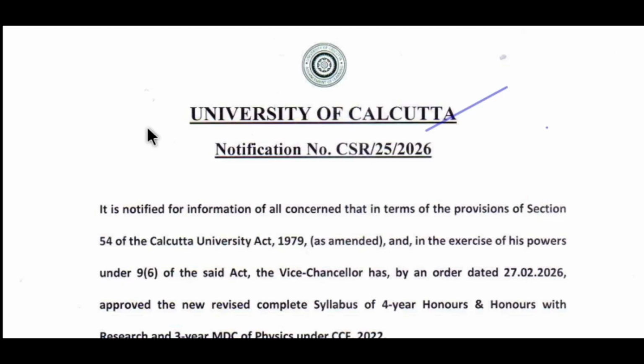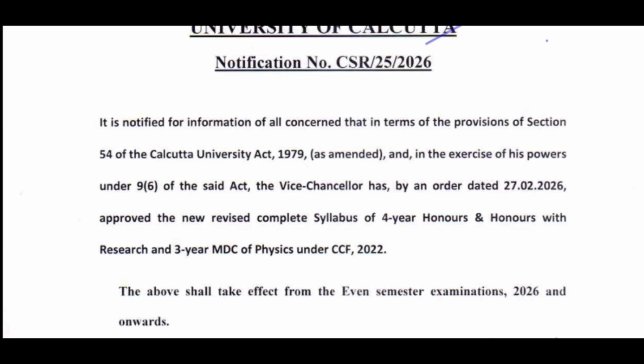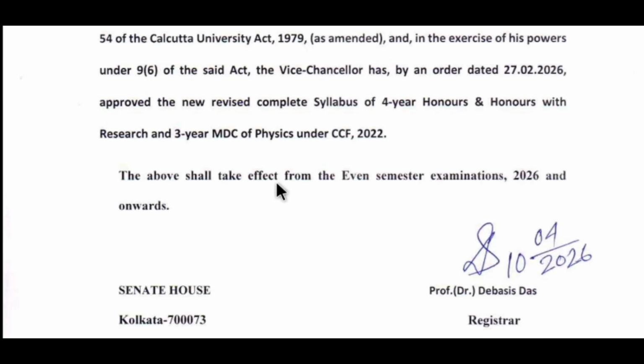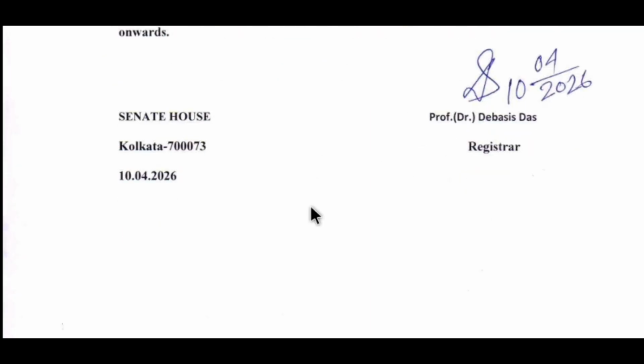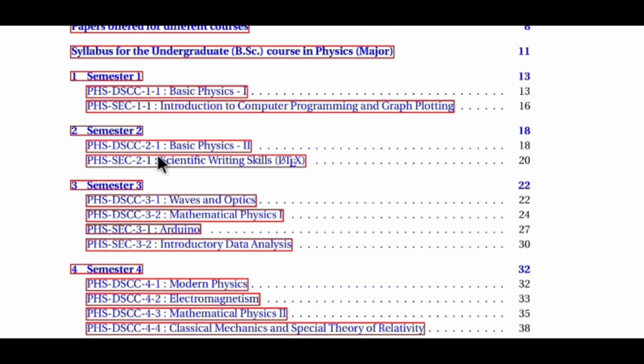In this video we will discuss the syllabus of an undergraduate course in physics, which is of 4-year honors and honors with research. This is the revised syllabus of Calcutta University under the CCF method. It is not CBCS.